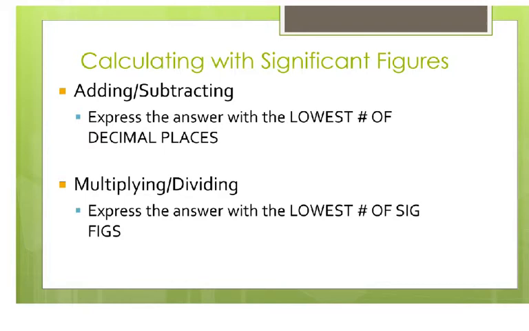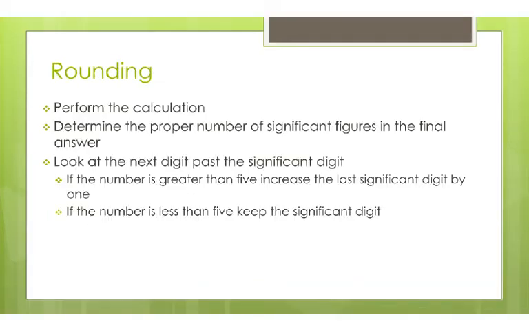When you're adding and subtracting numbers, you need to make sure your answer is expressed in the lowest number of decimal places. When you're multiplying and dividing, you need to express your answer with the lowest number of significant figures. Most of the time, you're going to be using the multiplying and dividing rules, but don't forget your adding and subtracting rules and that they are different.